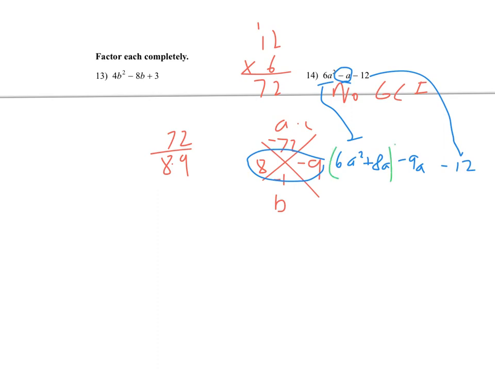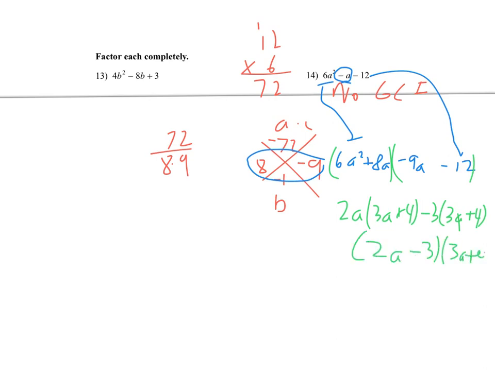So now I'm going to use my grouping technique here. So the first group I can take out 2a, which leaves me with 3a plus 4. The second group I can take out a negative 3, which leaves me with 3a plus 4 as well. Remember, when you take out a negative, it's going to change the signs. So then I have 2a minus 3 times 3a plus 4, and I'm done.